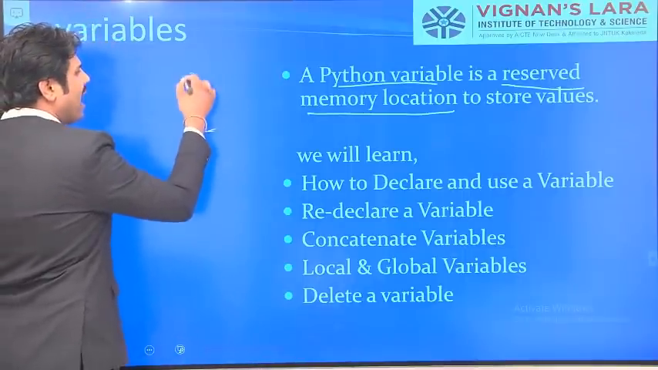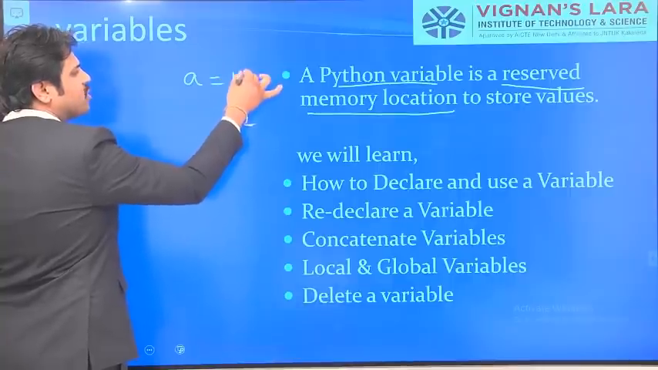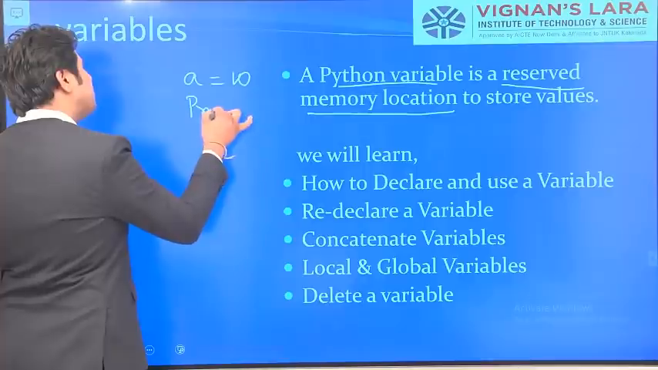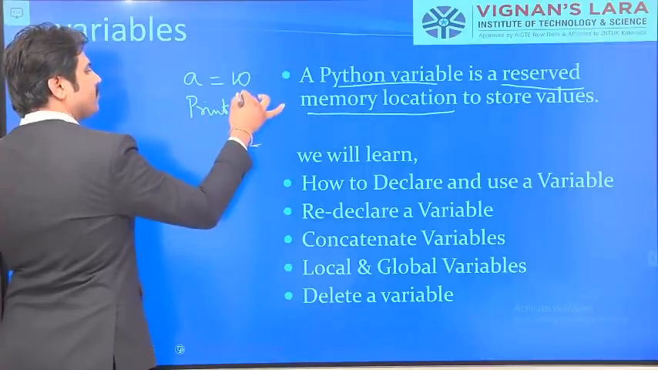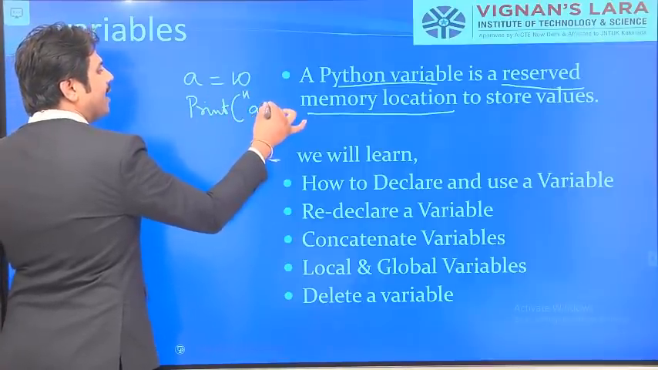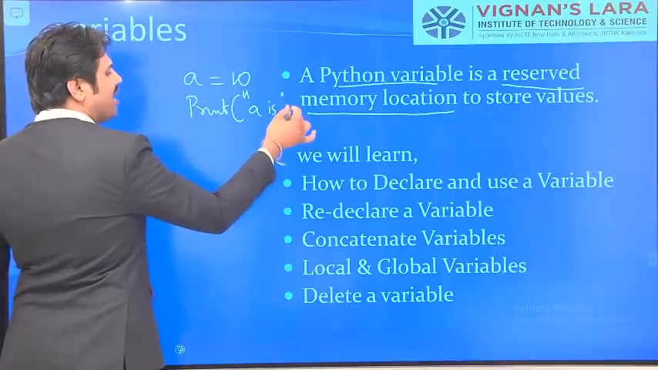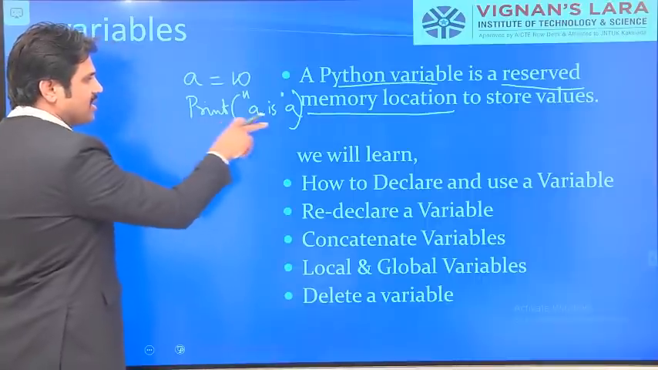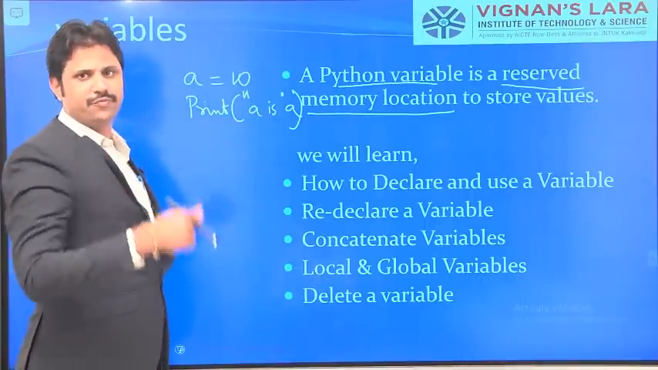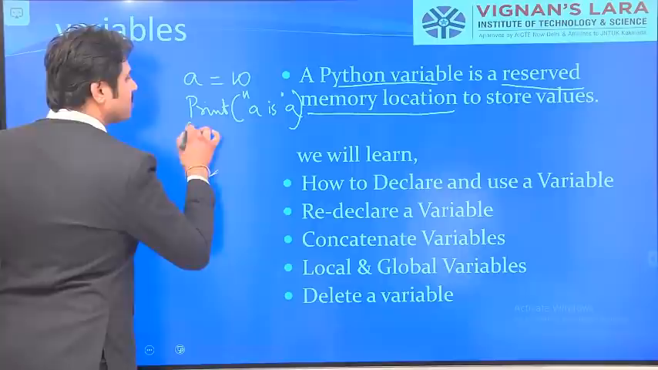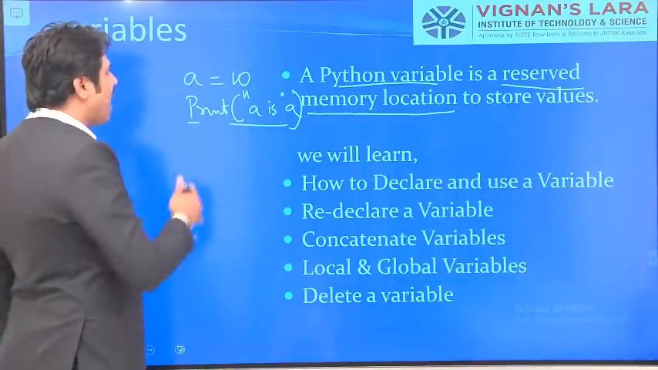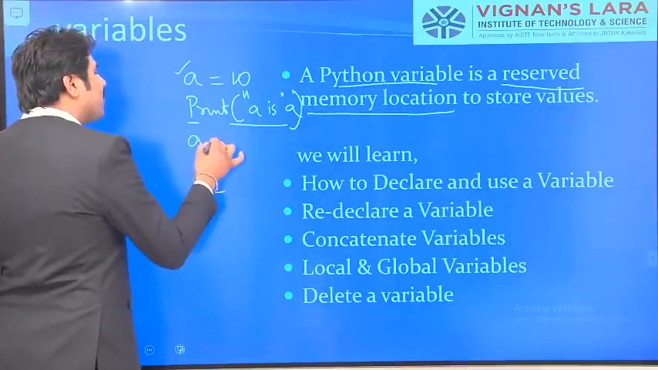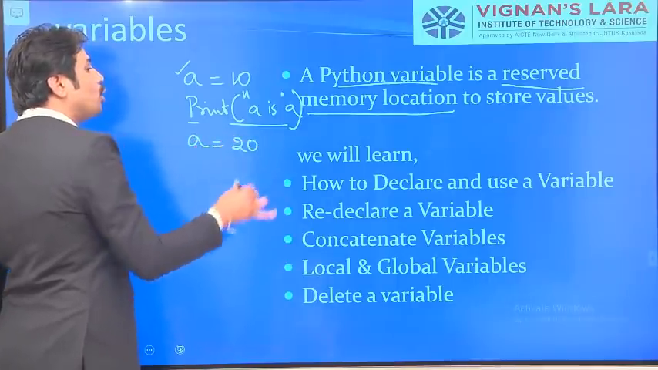So for example, I declare a variable A equals to 10 here. I write some statement print A is. So I just print what is A. We will see the syntax of print in future classes. So just see how to print. Okay, here A equals to 10 and now I am declaring A equals to 20.